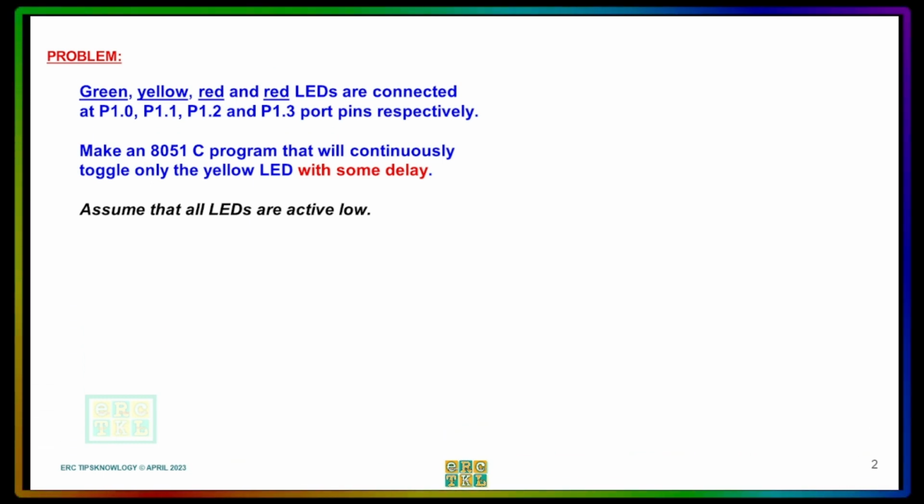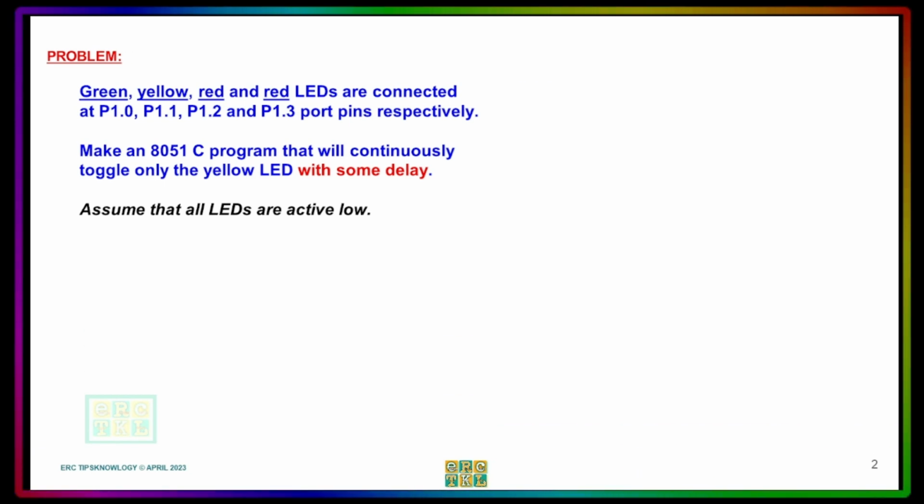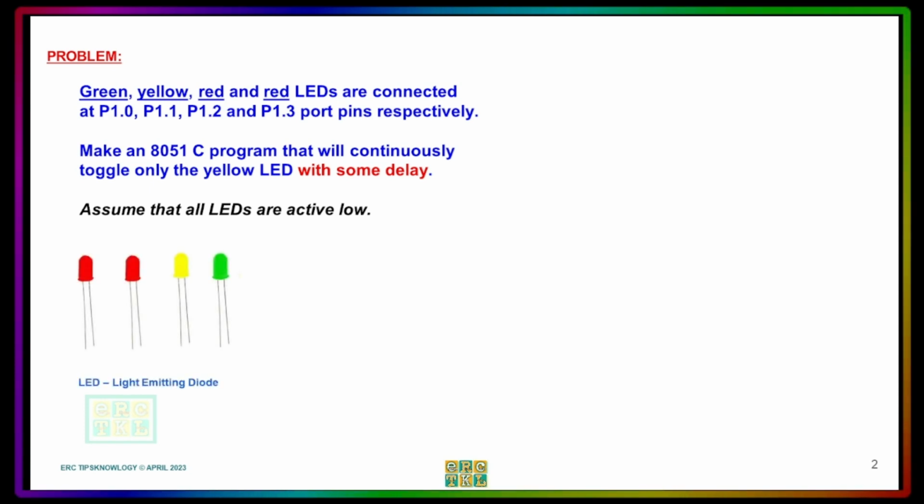Now we will make an 8051 C program that will continuously toggle only the yellow LED with the use of some sort of a delay. And we will assume that all LEDs will be connected as active low. So these are the LEDs. As you can see, the LED has a long leg, which is called the anode, and the shorter leg is called the cathode. Usually we connect the cathode to the negative side and the anode to the positive side to make it forward biased and to make it work.